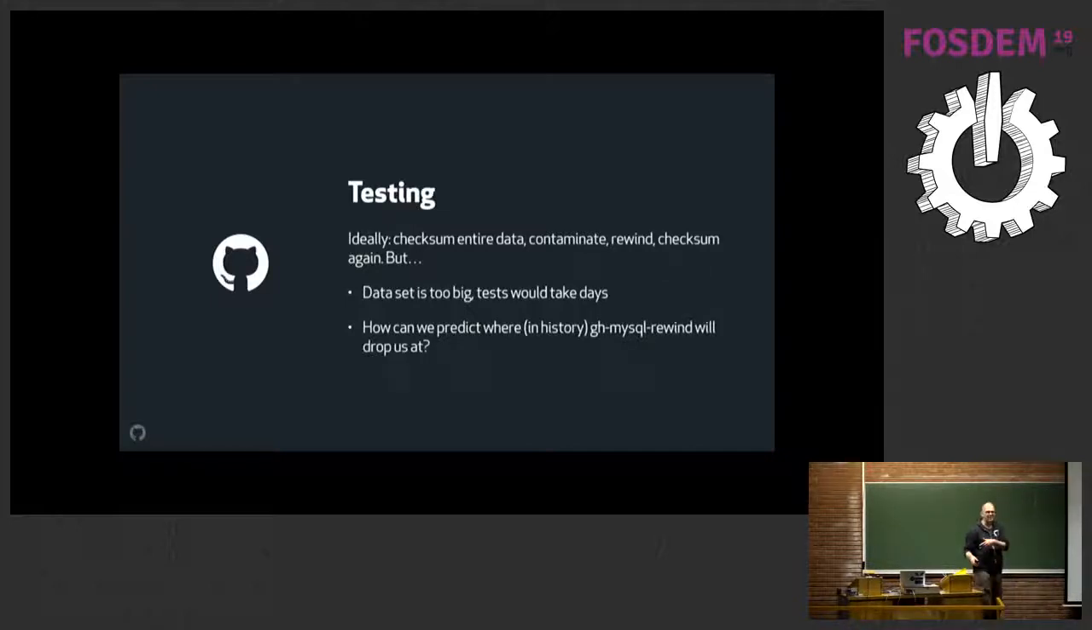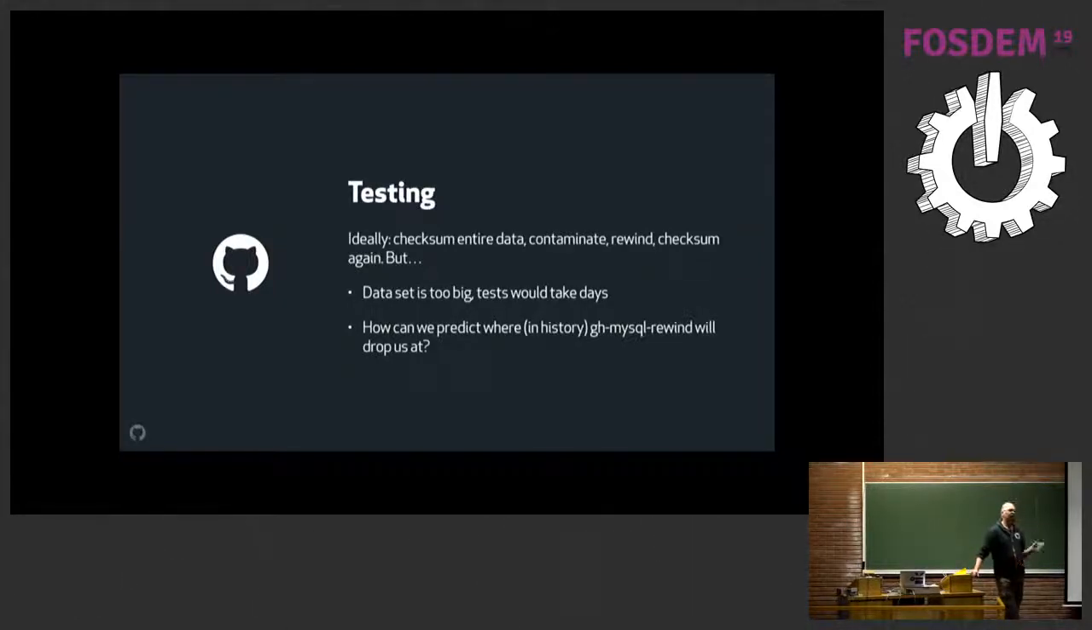First, my data set is too big. Checksumming the entire data set would take days. That's not very friendly for testing. So if something does go wrong, it will take me a couple of months just to figure out what happened. The other thing is that we're taking a checksum right now, but how can we predict that the time travel will return us to the exact same point? That's a bit of a problem. So we did figure this one out.